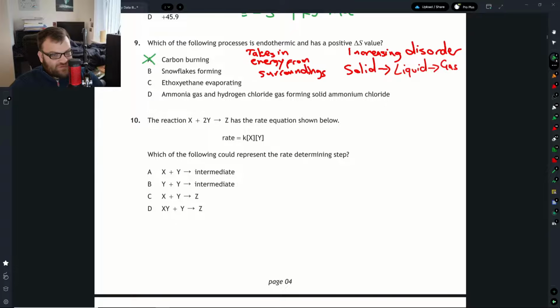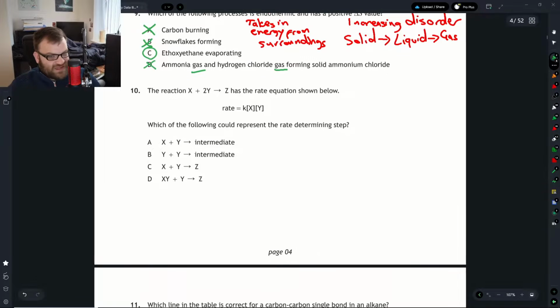If snowflakes are forming, the flakes are forming from water. They're going to be cooling down. That means they're going to be giving out heat to the environment, so that's not going to be our answer. If something's evaporating, it's taking in energy to warm up, and it's turning from a liquid into a gas, or from a solid to a liquid then onto a gas. That one's looking good so far. Here we've got gases forming solids. That's going to be decreasing the disorder, so lowering entropy. That one's ruled out. C is the only one that makes sense.